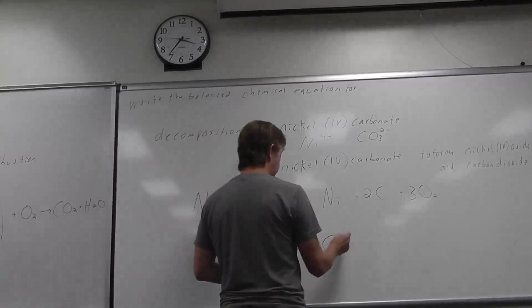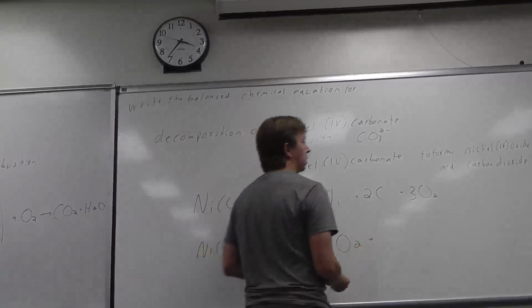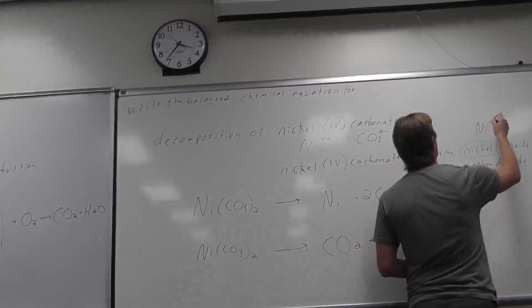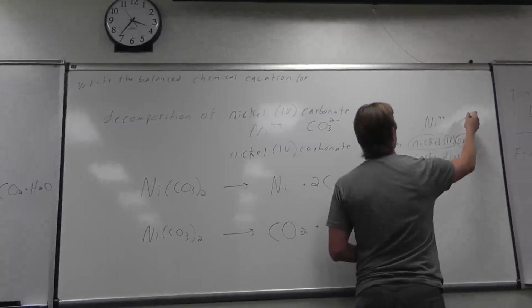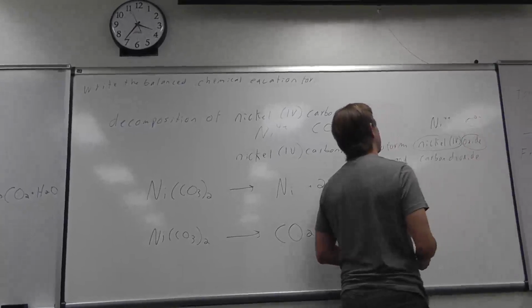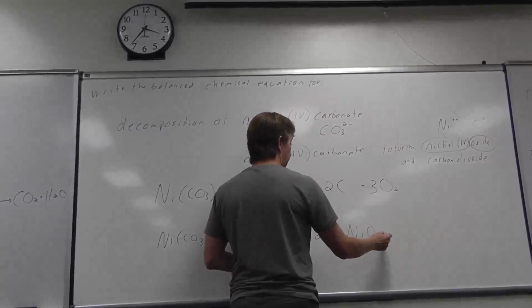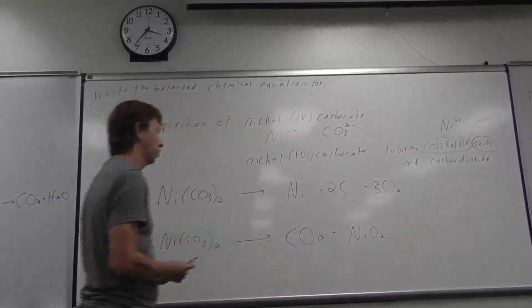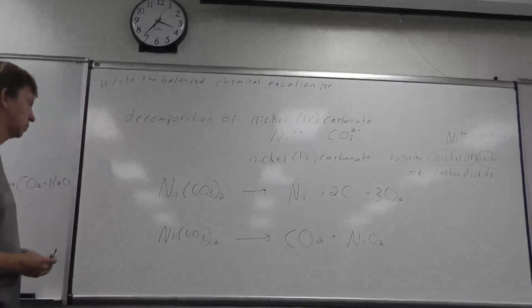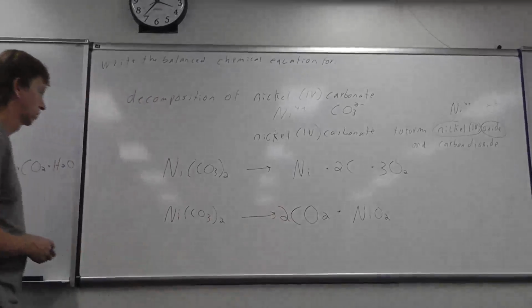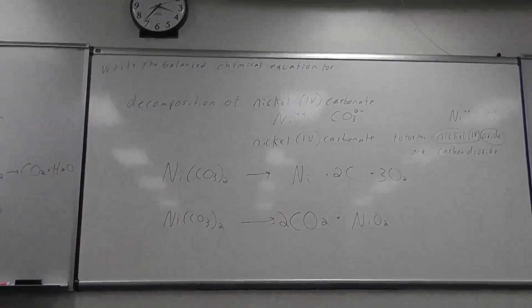Carbon dioxide is just CO2. Nickel(IV) is this. Oxide is this. We're comparing a positive 4 with a negative 2. So NiO2 would be the product. And then balancing would look like this. 2 carbons, 6 oxygens, 1 nickel.